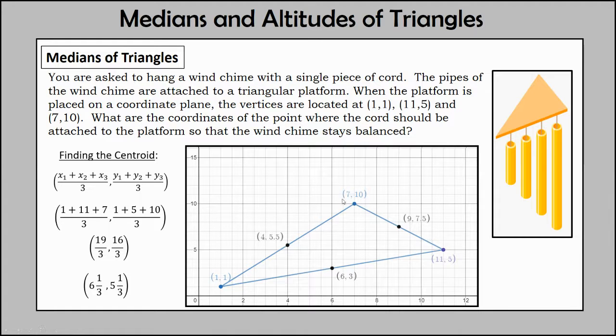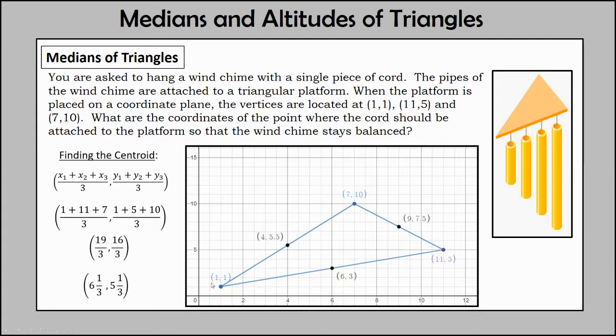And then on this side, 7 plus 11 is 18, divided by 2 is 9. 10 plus 5 is 15, divided by 2 is 7.5. That's the coordinate for this midpoint. 1 plus 11 is 12 divided by 2 is 6. 1 plus 5 is 6 divided by 2 is 3. That's the midpoint here. So I'm going to find all the midpoints.